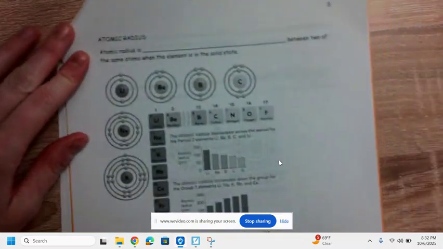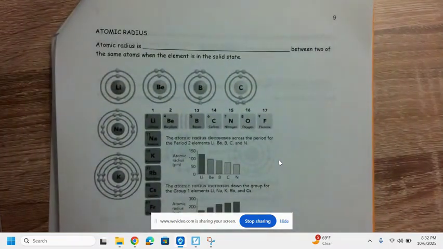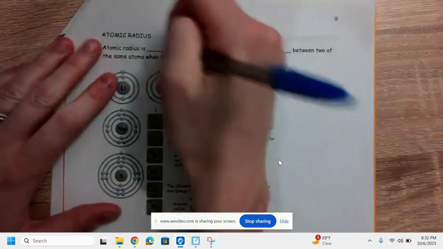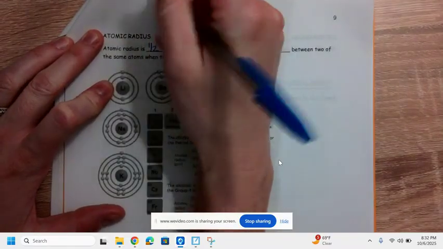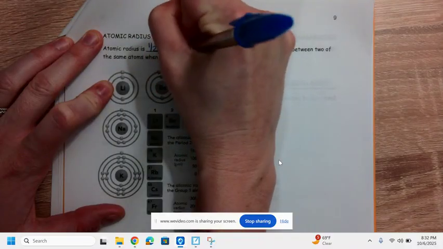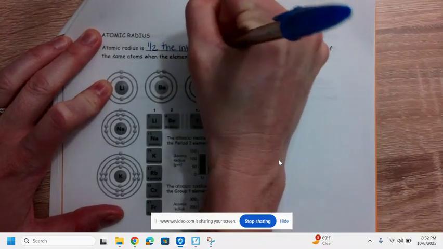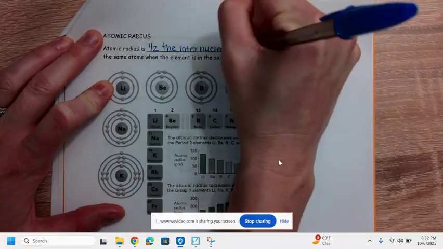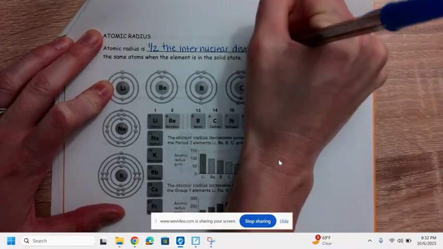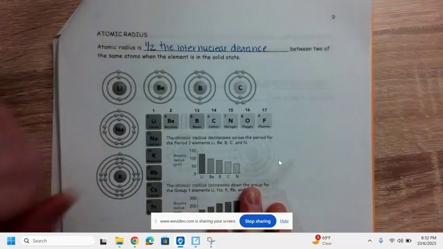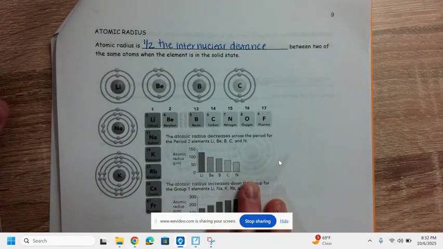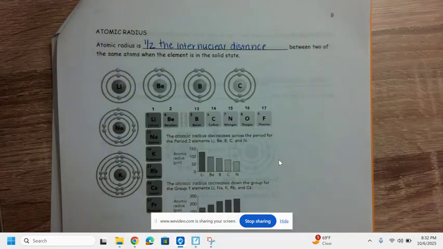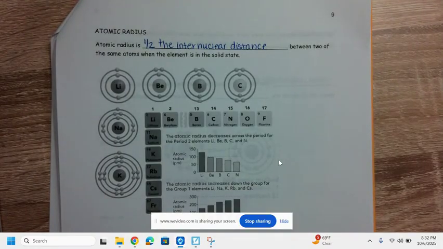The first thing we're going to talk about is atomic radius. The atomic radius is half the internuclear distance between two of the same atoms when the element is in the solid state. Think about a radius like you would in math class. So let's take a look at what happens to atomic radius as we go across a period, and then we're going to do down a group.